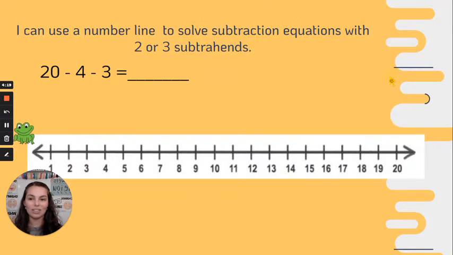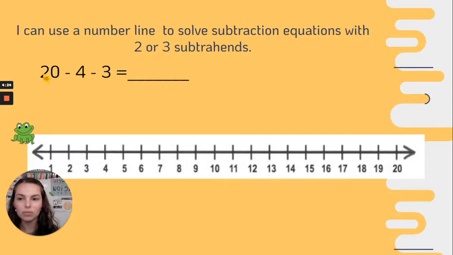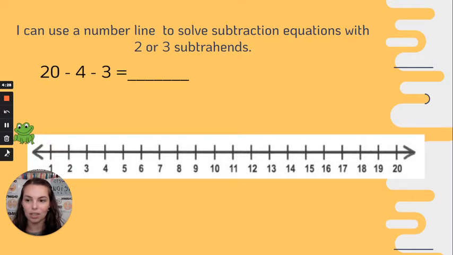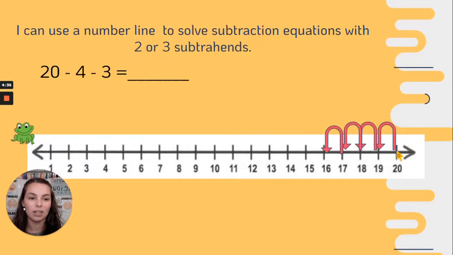Okay, so now, speaking of trying different things, let's try it on the number line. 20 minus 4 minus 3 equals, which number do I start on? We start on the first number, and I'm going to hop 4 times. Take your frog, hop 1, 2, 3, 4. I land on 16. But I can't stop there because I still have to subtract another 3.